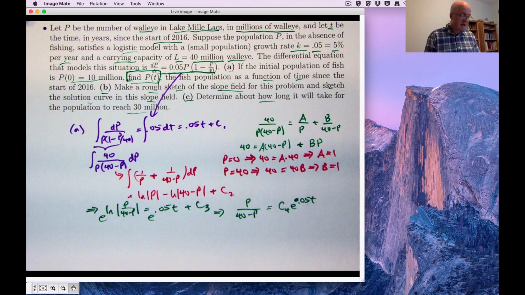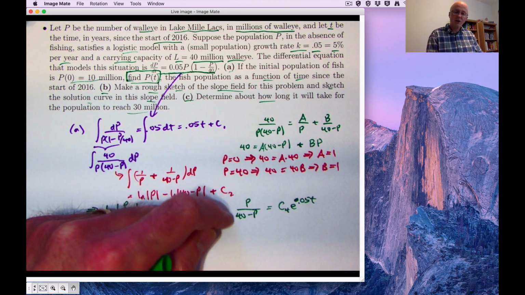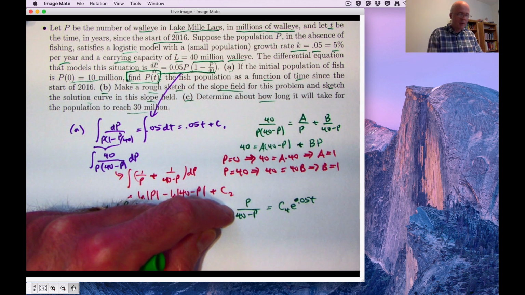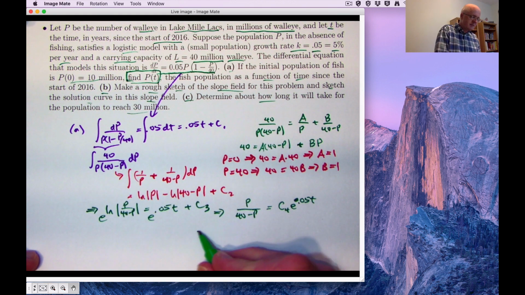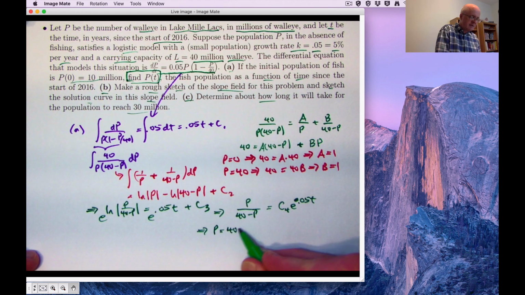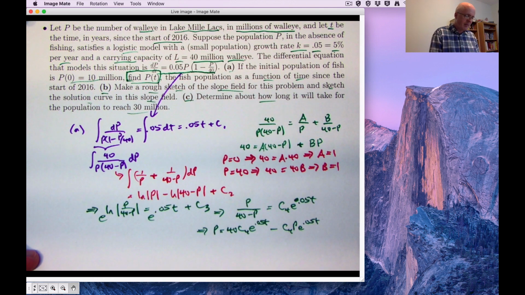Still a little tricky. I want to solve for P here. It's not quite as simple as the last one. I've got a fraction there where both the top and the bottom have P's. Cross multiply. In other words, multiply both sides by 40 minus P. You'll get P equals 40 C4 e to the 0.05 t minus C4 times P e to the 0.05 t. Multiply negative P times this. Rearrange so the P's are all on the left side, and factor out a P. I'll get 1 plus C4 e to the 0.05 t times P equals 40 C4 e to the 0.05 t.